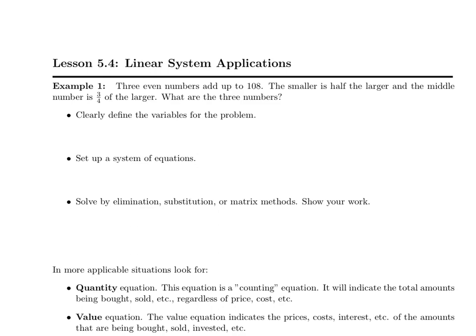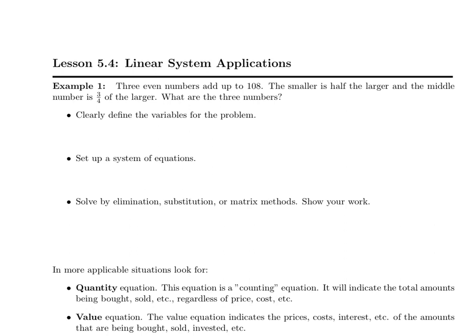Okay, 5.4, this is applications of your 3x3, your equations with 3 variables and 3 equations. So, looking at the first one, it says, 3 even numbers add up to 108. The smaller is half the larger, and the middle number is 3/4 of the larger. What are the 3 numbers?